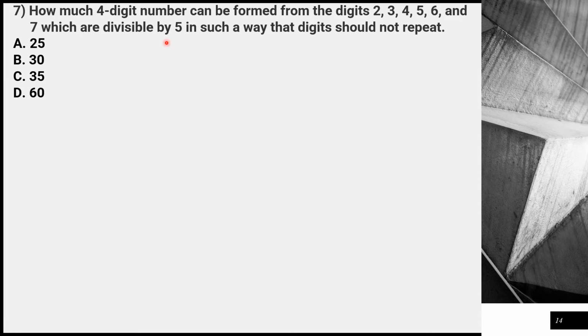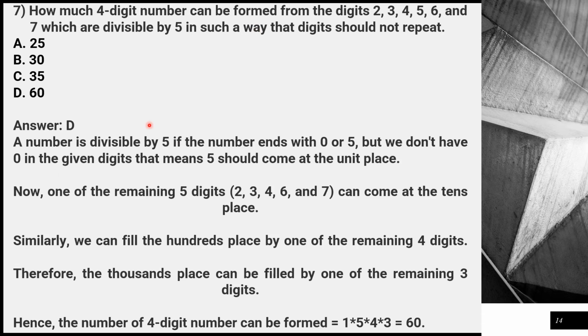So the next question is, how many 4-digit numbers can be formed from the digits 2, 3, 4, 5, 6 and 7, which are divisible by 5 in such a way that digits should not repeat. So here repetition is not allowed. You can see, the answer is D, 60.